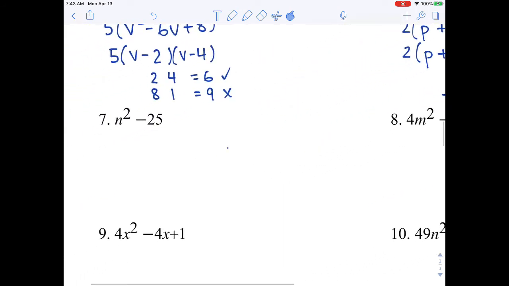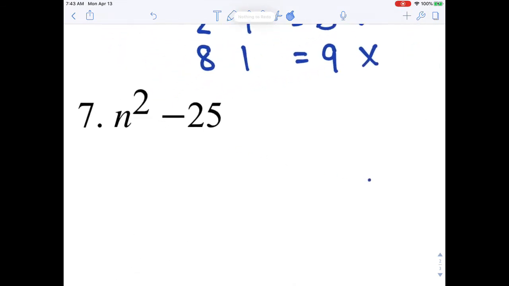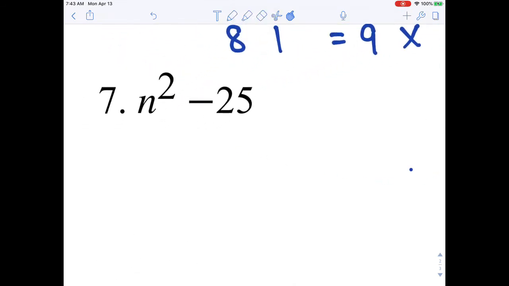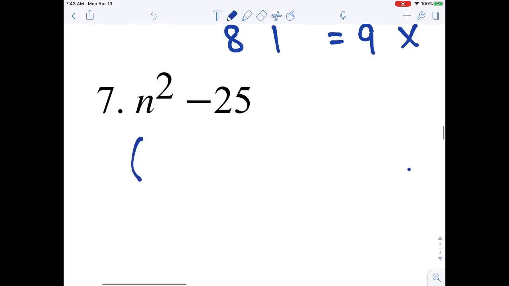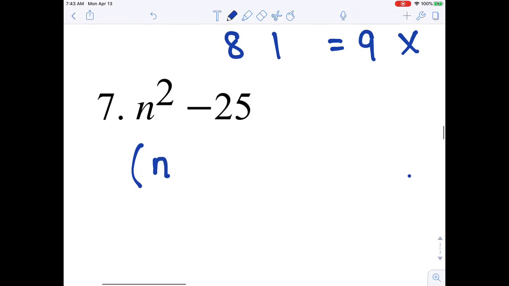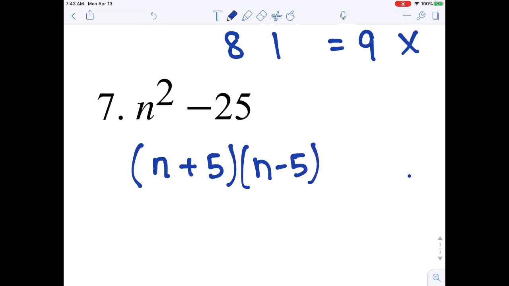Okay, looking at the next type, I see that I only have 2 terms. There's no GCF. So is this a difference of 2 squares? Yes. And all you do is take the square root. Take the square root of 1, which is 1, square root of 25, which is 5. And you have 1 plus, 1 minus.